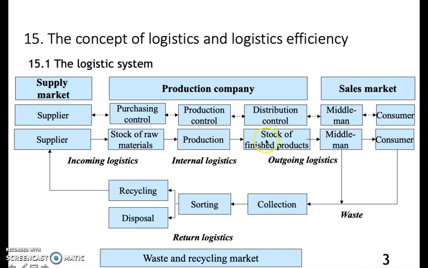Then after production, we take it to stock of finished products. And then from the stock of finished products, we take that to the middleman. And the middleman then to the consumer, which is in the sales market. The middleman can typically, in Danish companies, be companies like the retail, like Føtex, like Netto, like Kvickly, like Fakta, and then to the consumer.